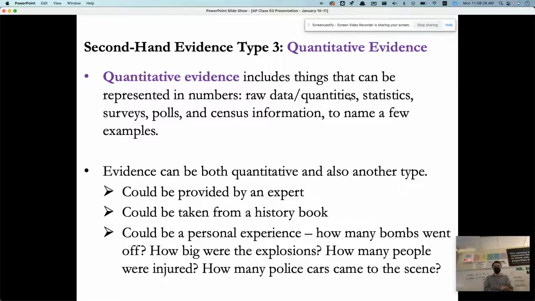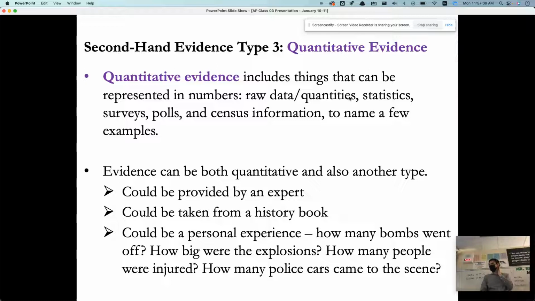How many bombs went off? How big were the explosions? How many people were injured? How many police cars came to the scene? The answers to these questions would be personal experience if someone were telling a reporter, for example, based on what they observed themselves, but they would also be quantitative because numbers are involved, as long as the person gave specific answers.